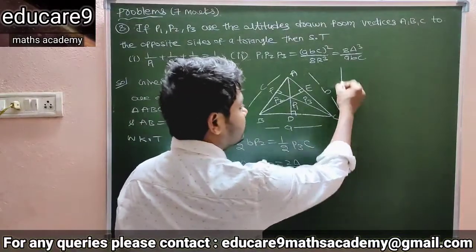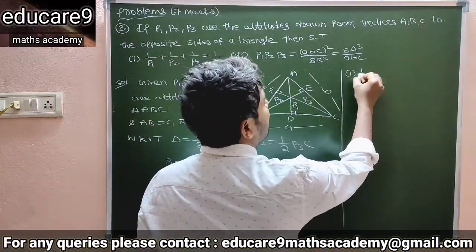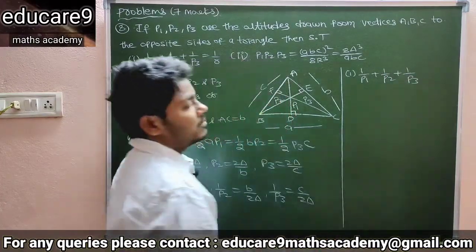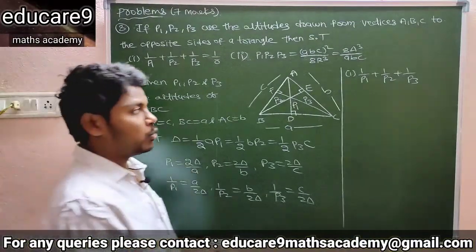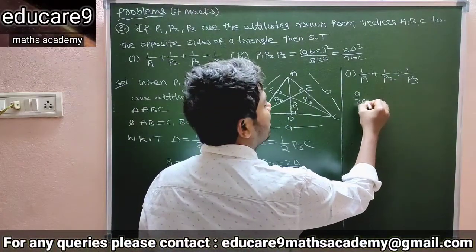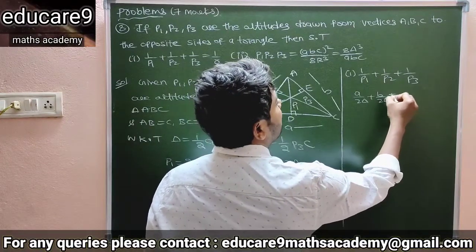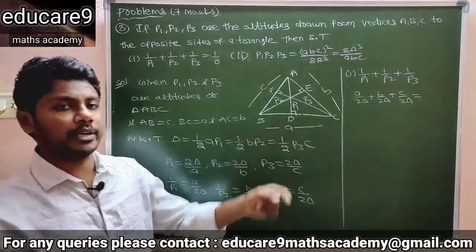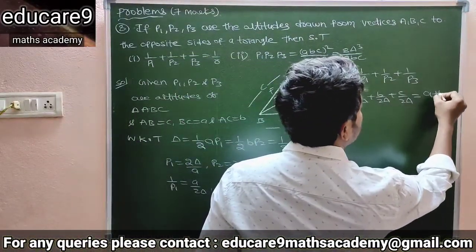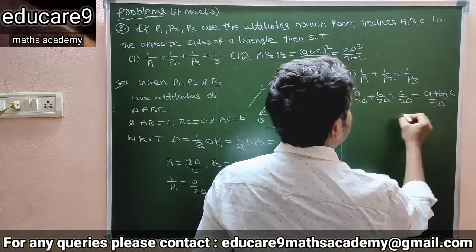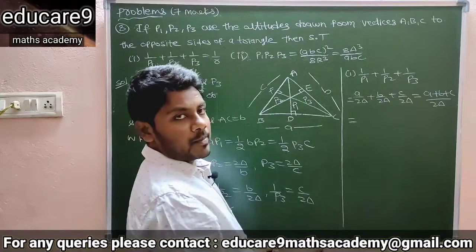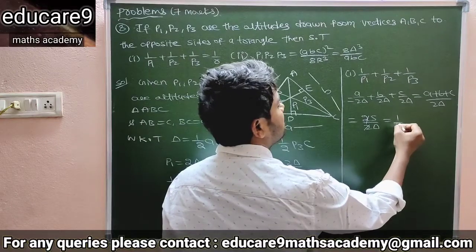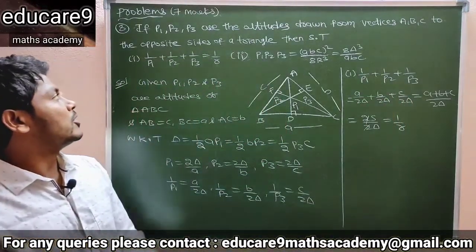Now see the first one. 1 by P1 plus 1 by P2 plus 1 by P3. So what is 1 by P1? a by 2 delta. So a by 2 delta plus b by 2 delta plus c by 2 delta. So clearly the denominators are equal, we have to add the numerators. That is a plus b plus c by 2 delta. So a plus b plus c is the perimeter of the triangle, 2s by 2 delta. s by delta, this is 1 by r. Therefore, the first one is proved.